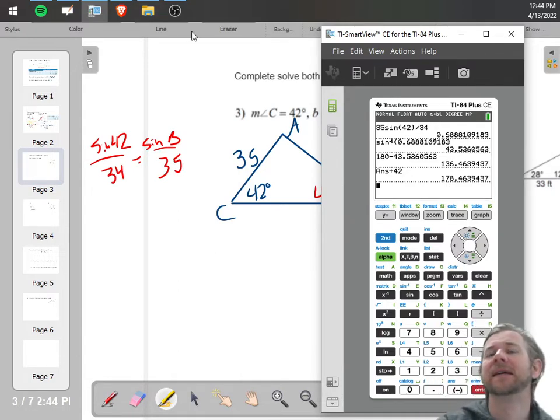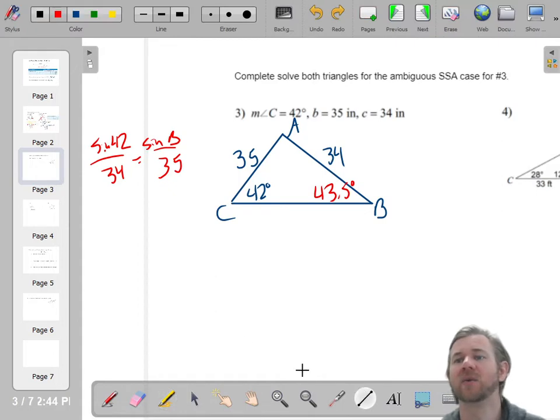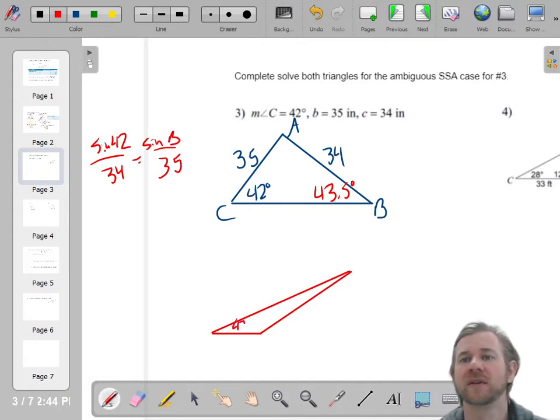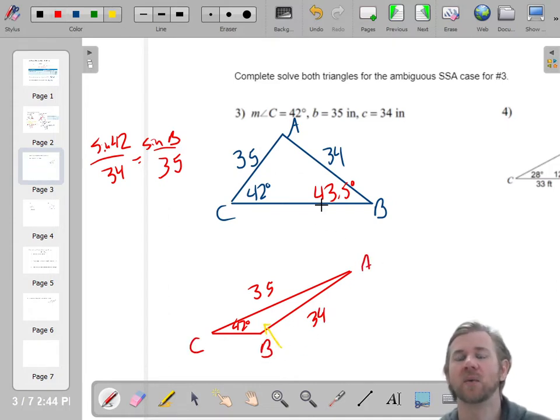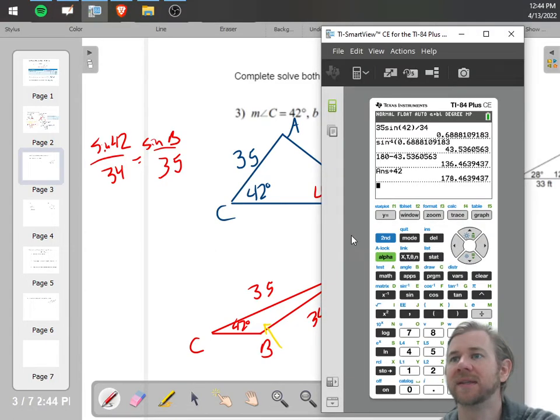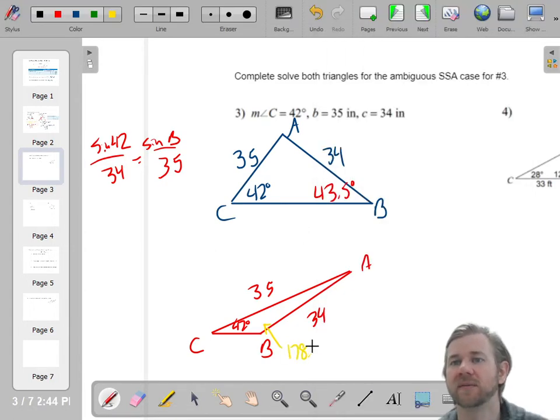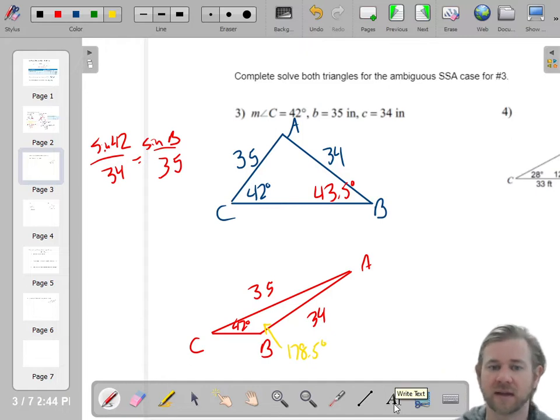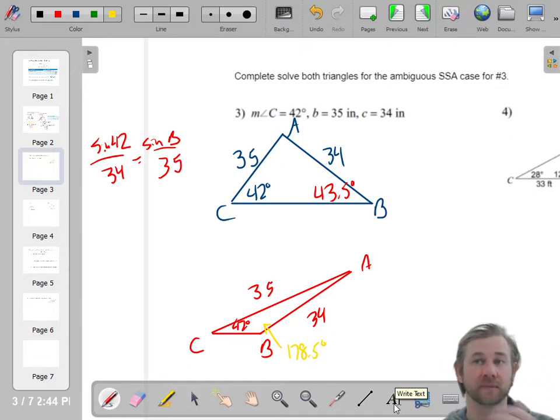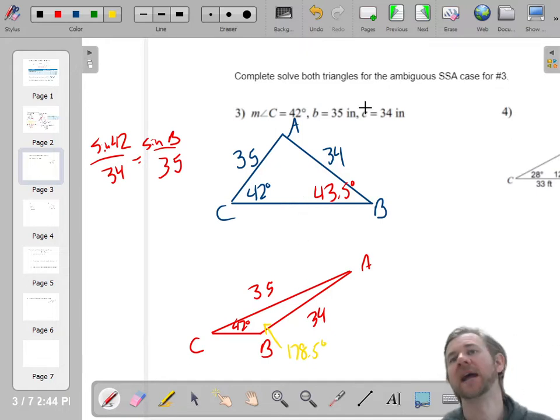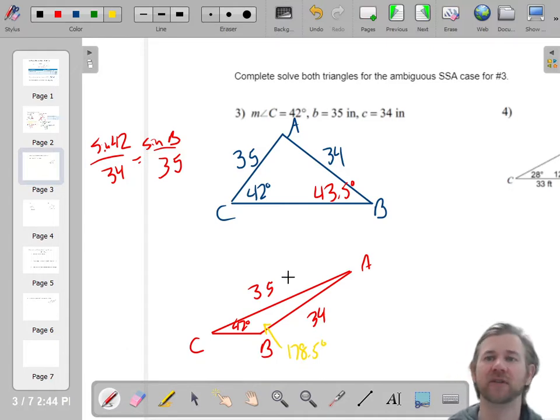So what that means is you could draw this triangle another way where you have this very obtuse angle. This is still 42. This is still 35. This is still 34. We have C, B, and A. But now instead, this angle B would be that other number, which was 136.5. It's so obtuse. Now I'm going to have to solve both of these triangles completely.